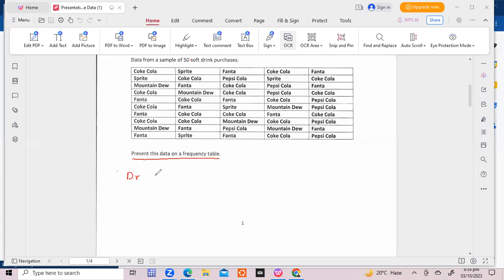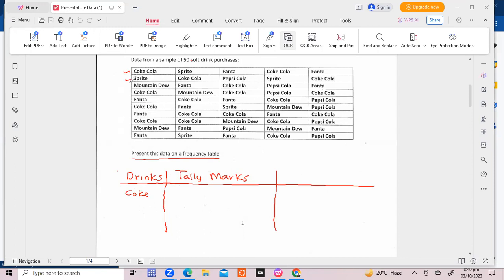So what we do is we say drinks. That will be our class. If you want, you can put class or drinks. Then after you do that, you need to do what is known as tally marks. When you do this, the drinks and the tally marks, just identify my drinks here. So there is Coca-Cola. You can put Coke. Then there is Sprite.